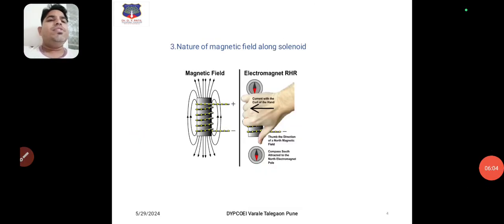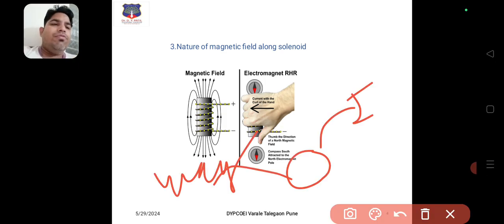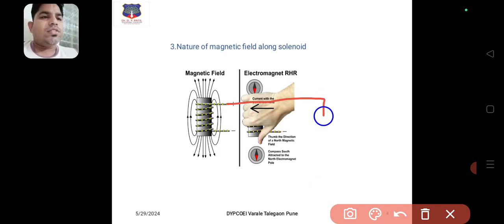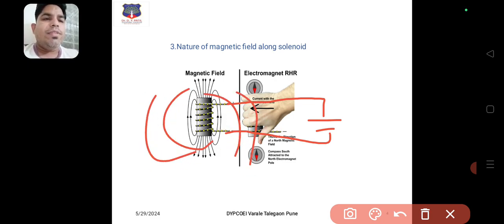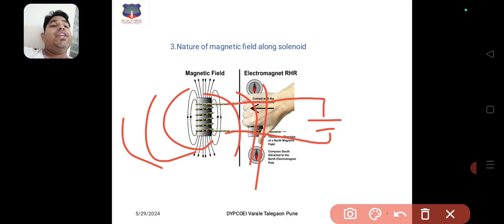Next concept is the nature of magnetic field along the solenoid. Just what actually is the concept of the solenoid: we take one core and wind a wire around it, and we feed the supply to that conductor. What will happen? Magnetic flux will be generated around it. So for the nature of magnetic field along the solenoid, we have to find the magnetic field strength.